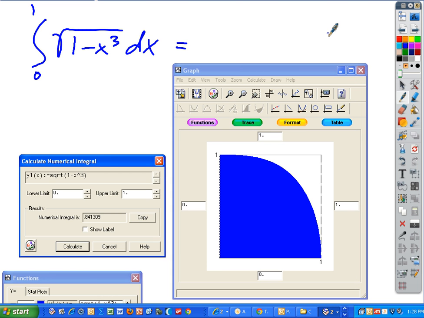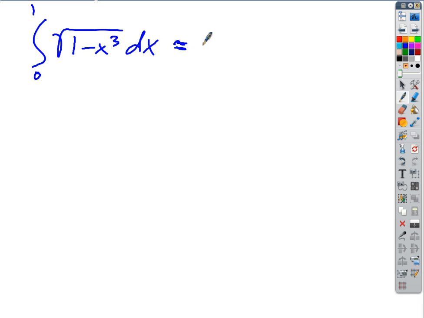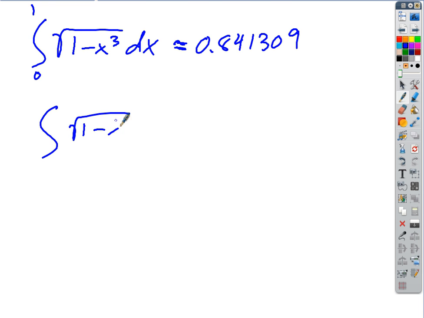Now, we got an answer for that. It was roughly equal to 0.84133, okay? Roughly equal to that, right? So to get that, wouldn't we have had to have done this antiderivative? Right? Okay, here's the problem.